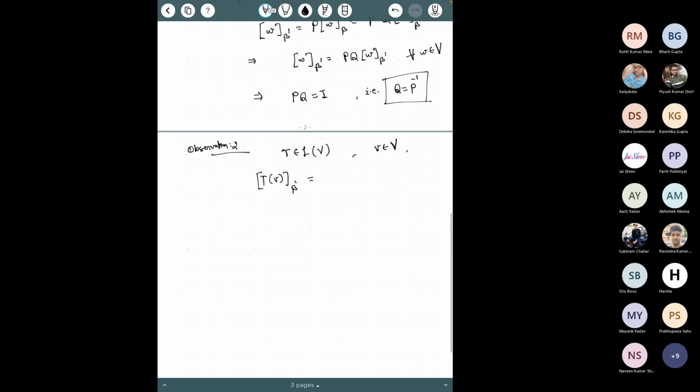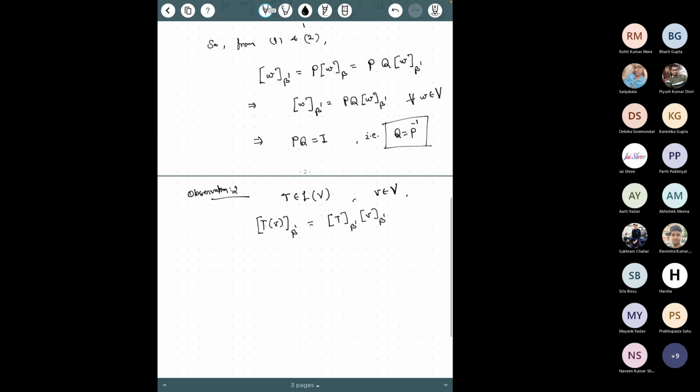We have done this, right? This is equal to the matrix of T with respect to B dash times the matrix of V with respect to B dash. Can you recall it? We have done this. Yes, sir. All right. So now, if you apply the observation 1 on this, then what you can say? This is true for any vector V.